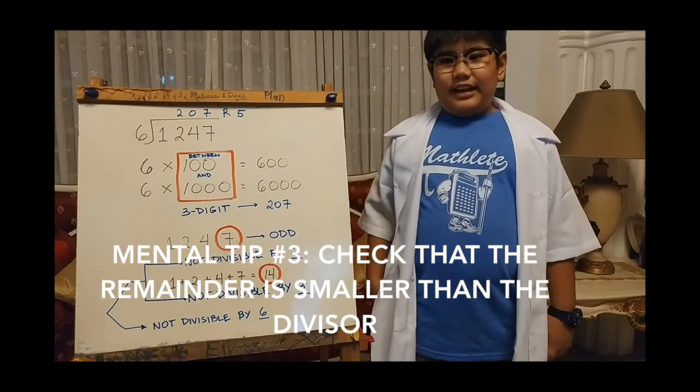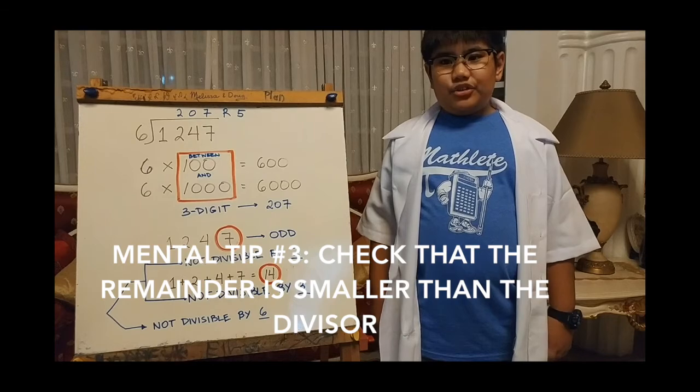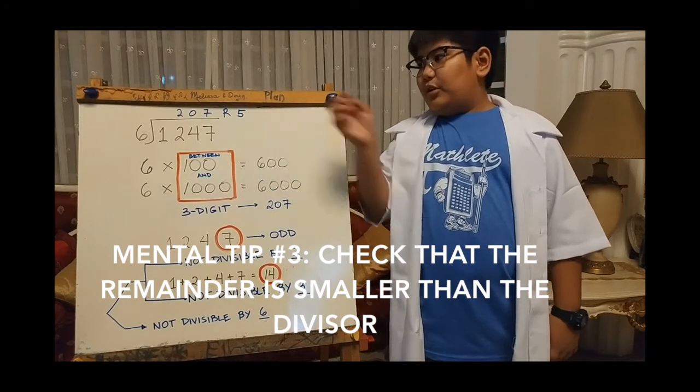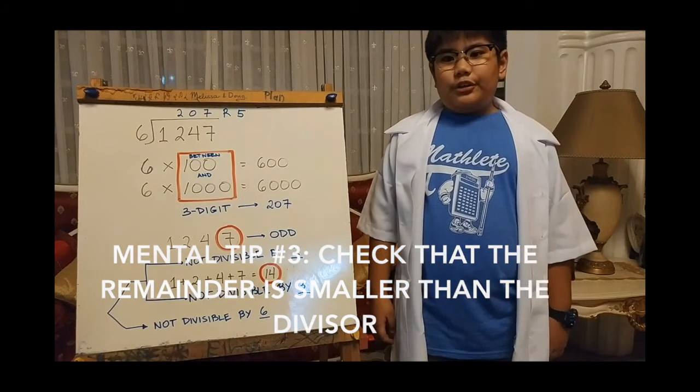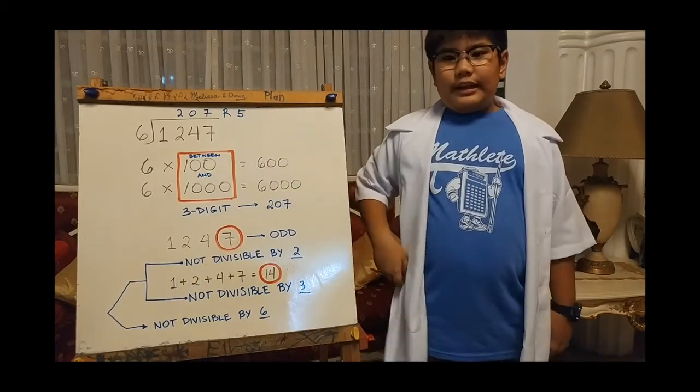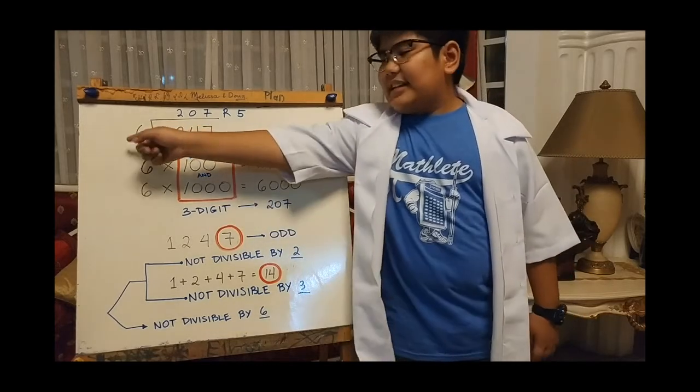Finally, if the answer has a remainder, make sure that the remainder is smaller than the divisor. As we saw earlier, the remainder 5 is smaller than the divisor 6.